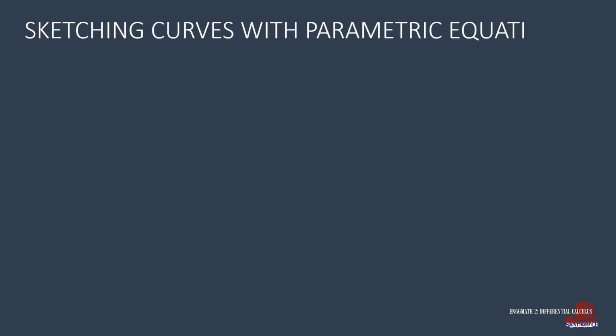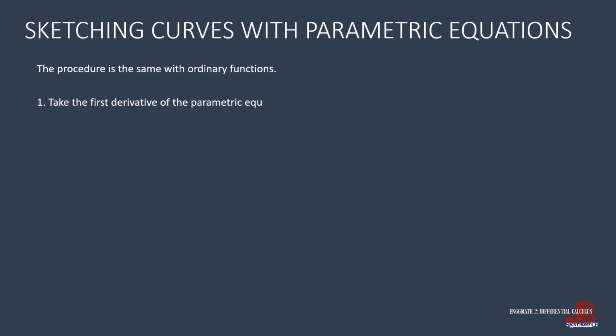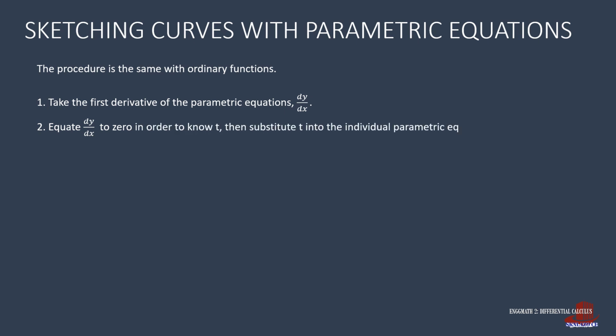So what exactly should we do to sketch curves from parametric equations? First is to take the first derivative, dy with respect to x, after which we equate this ratio to 0 in order to identify t, which in turn should be plugged into the individual parametric equations in order to identify the critical points.